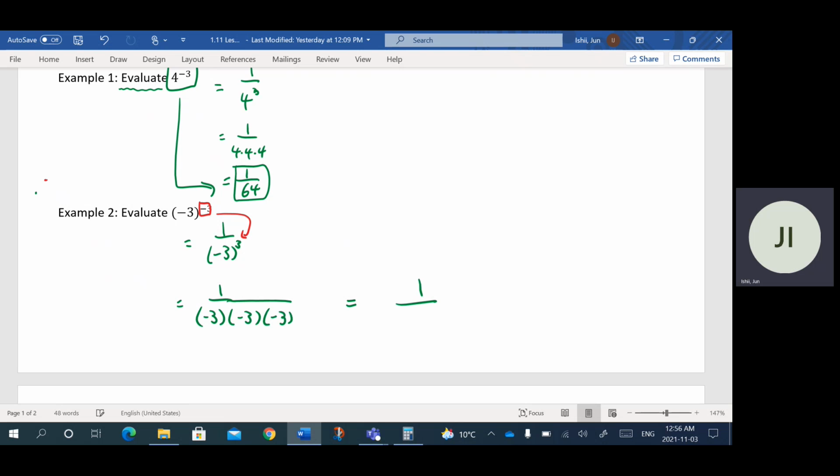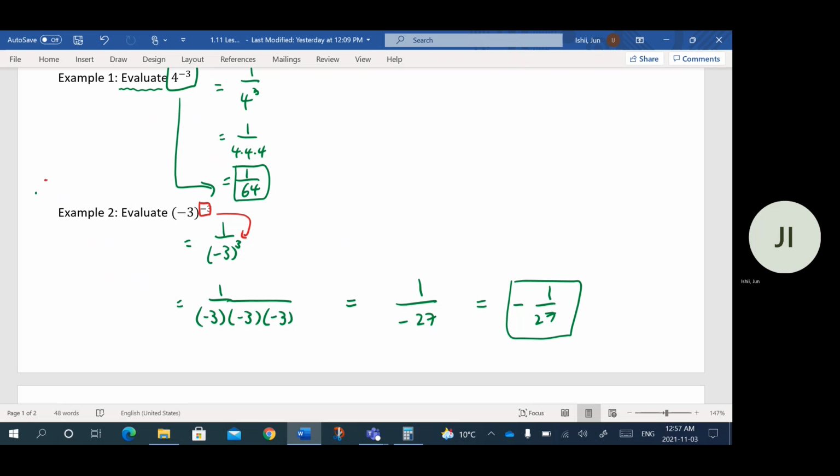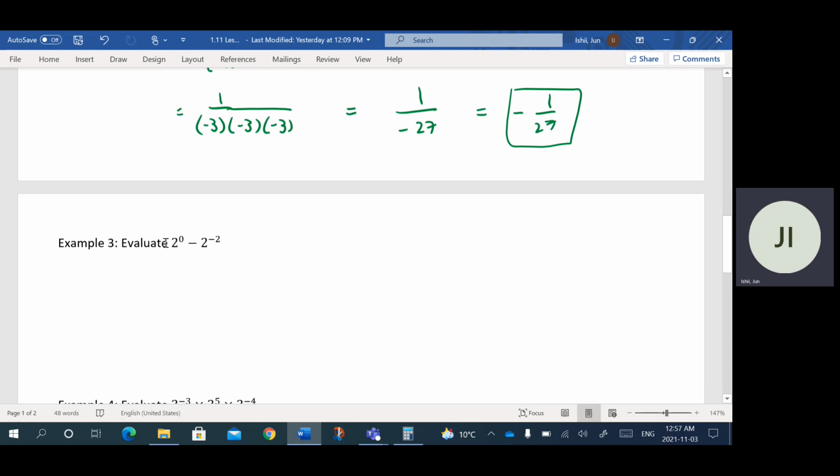And this is going to equal, all right, so 1 over negative 3 times negative 3 is positive 9, times negative 3 is negative 27. Okay, so 1 over negative 27, which is actually equal to negative 1 over 27. Okay, so this time it's negative because when we multiply the negative 3 by itself 3 times, it turns out to be a negative. Right, so that's negative 1 over 27. Cool. All right, so let's go on to the next example.